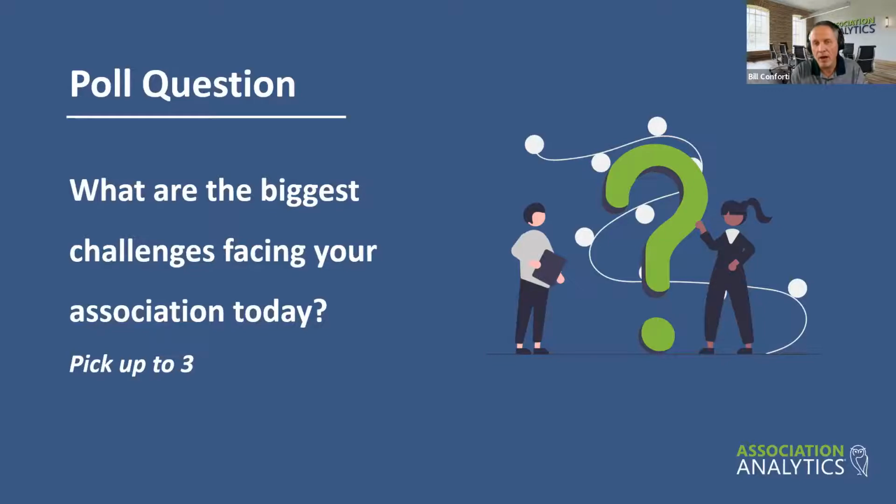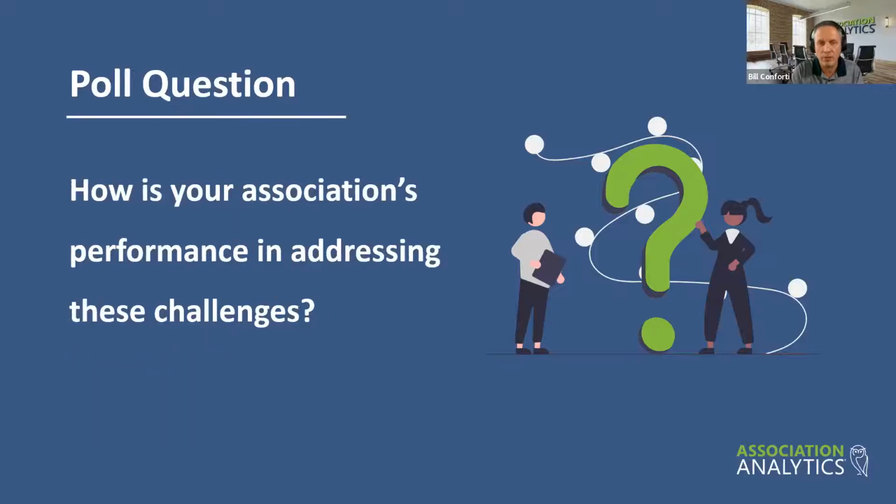Okay, so now as a segue, we know that we lack resources and we lack staff, and we're also concerned with our performance measurement. So that's a great segue to our next poll question, which is, how is your association's performance in addressing these challenges? Is it excellent? Is it very good? Just good? Is it fair, or is it poor?